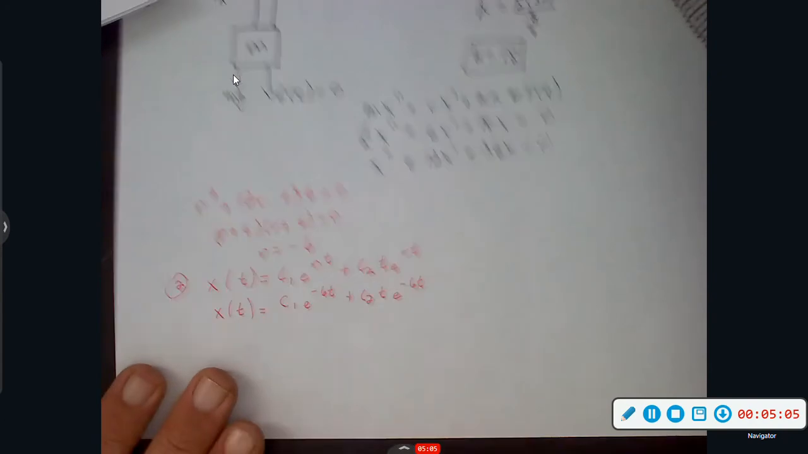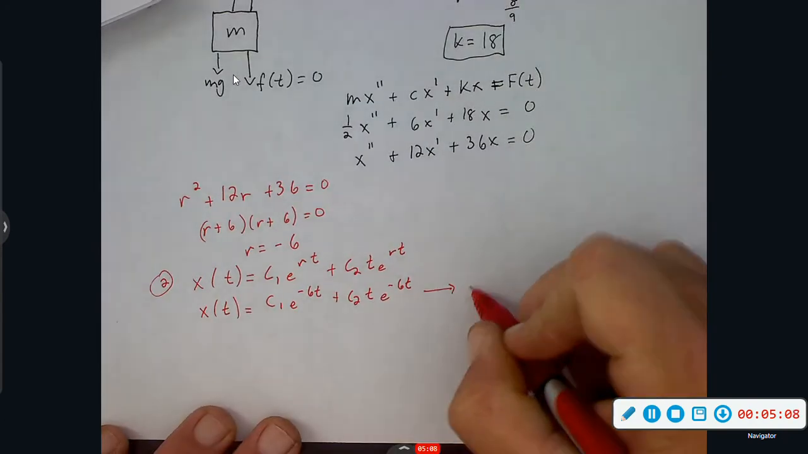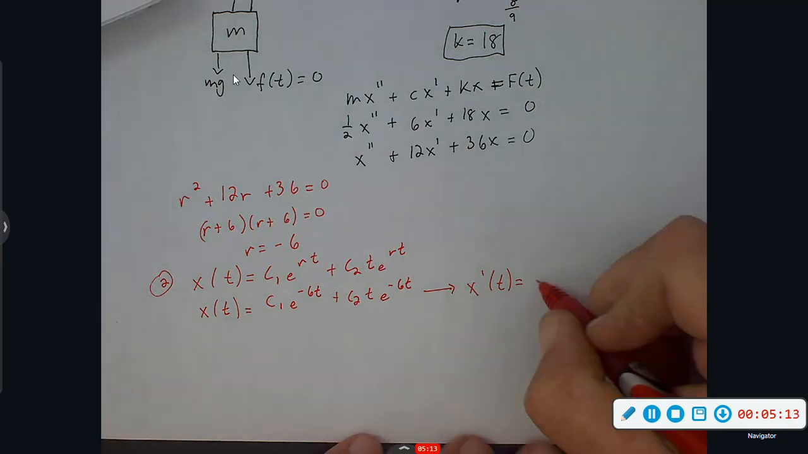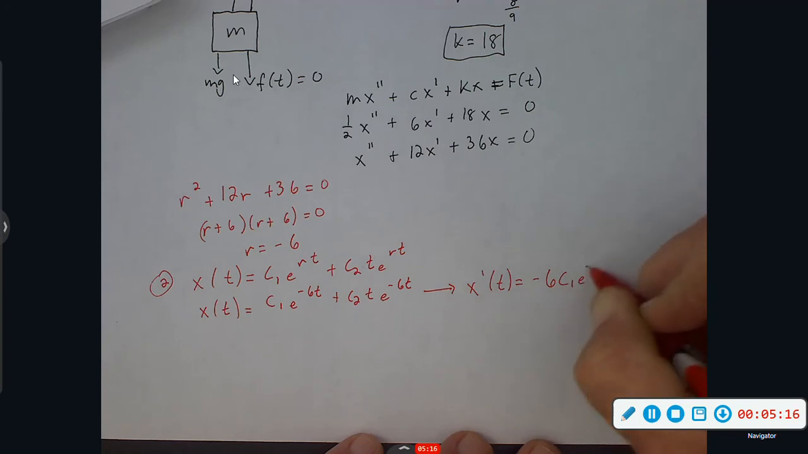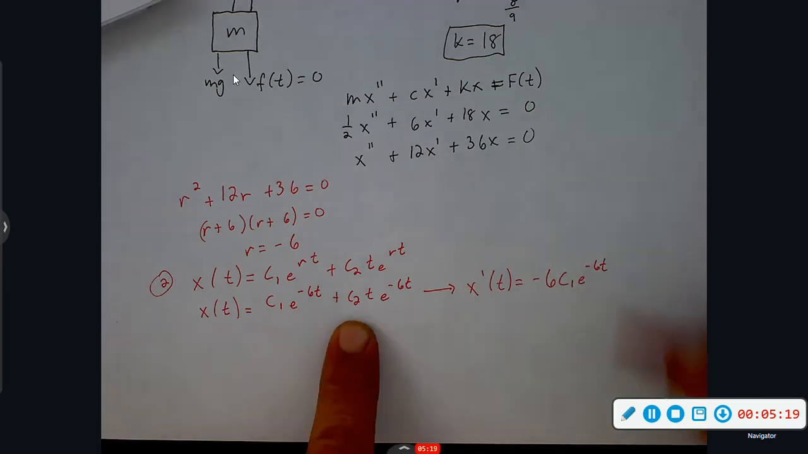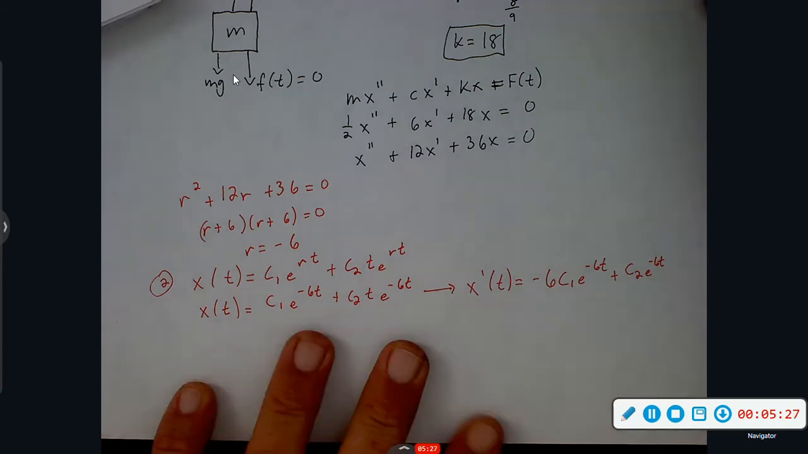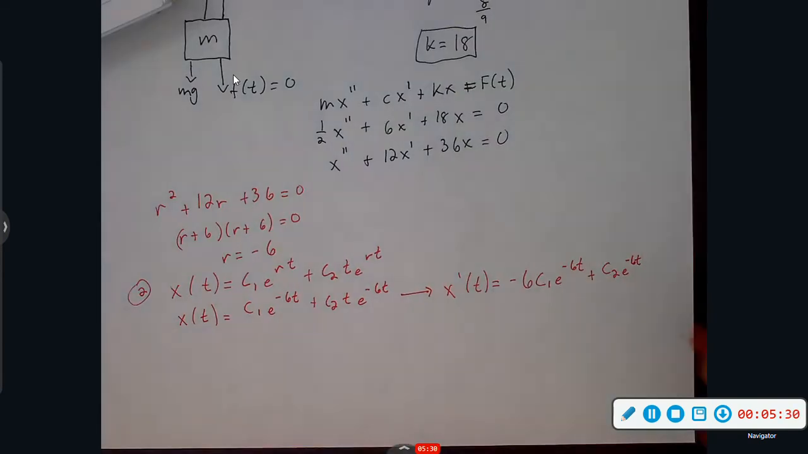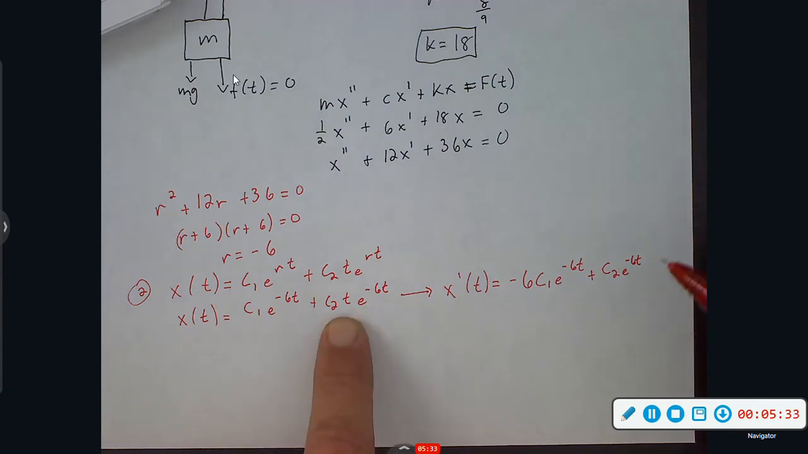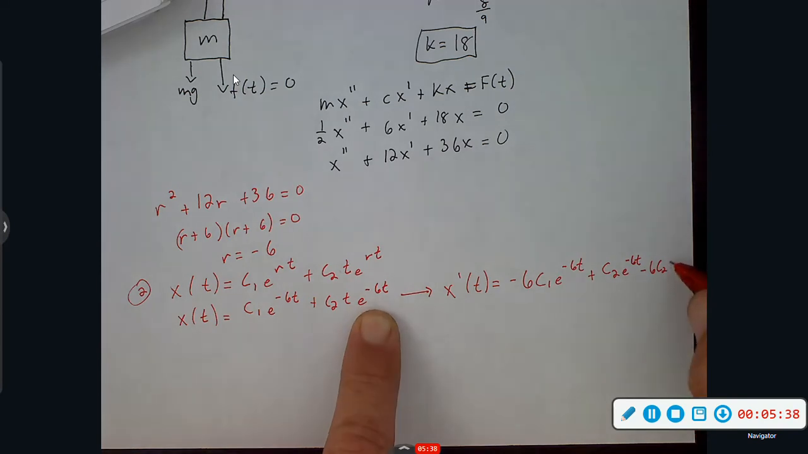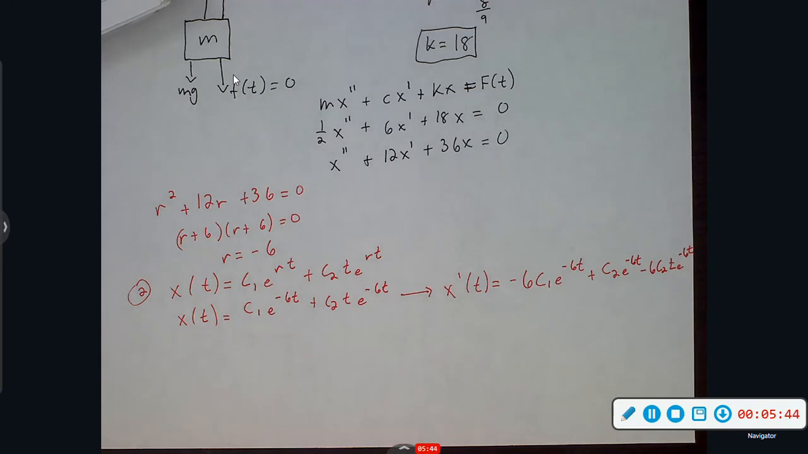Alrighty, so we know exactly what we're going to do here. We're going to take the derivative. Negative 6 C1 e to the negative 6t. That was easy enough. And then this, take the derivative of t first, so that goes to 1, times C2 e to the negative 6t. And derivative of that, t stays, negative 6 drops down, negative 6 C2 t e to the negative 6t. Hopefully I got that in there and you can read that.